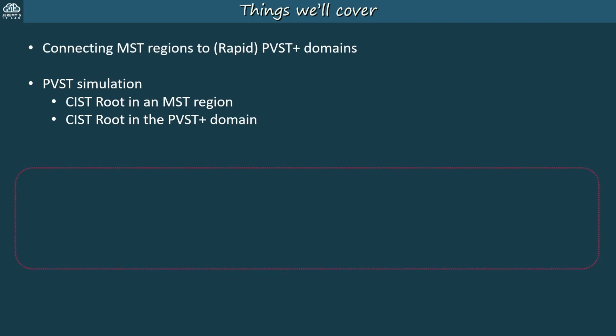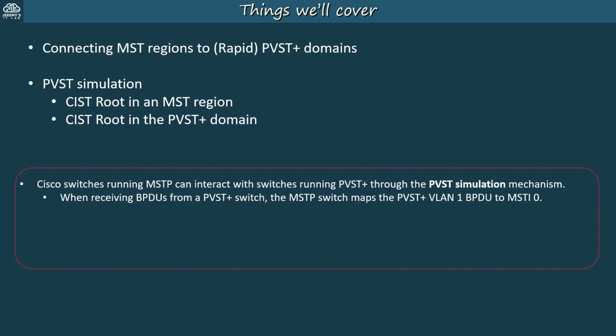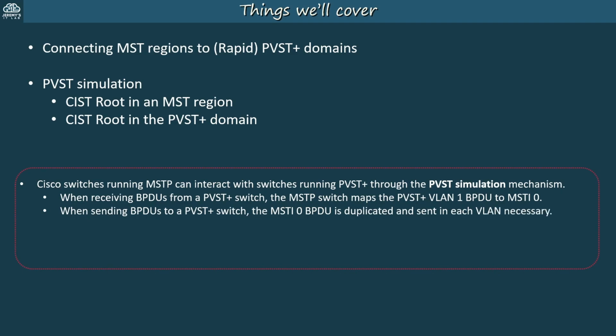Before we get started, here's a brief summary of the key points in this video. Cisco switches running MSTP can interact with switches running PVST+ through the PVST simulation mechanism. There are two main points here. When receiving BPDUs from a PVST+ switch, the MSTP switch maps the VLAN 1 BPDU to MSTI 0. Only the VLAN 1 BPDU. The others are not used to determine the topology. And when sending BPDUs to a PVST+ switch, the MSTI 0 BPDU is duplicated and sent in each VLAN that the PVST+ switch runs.